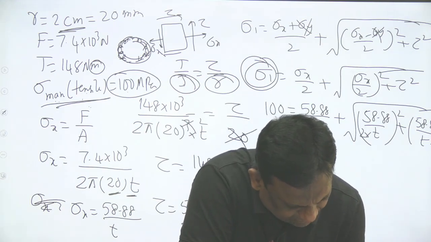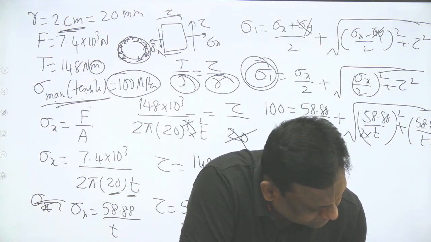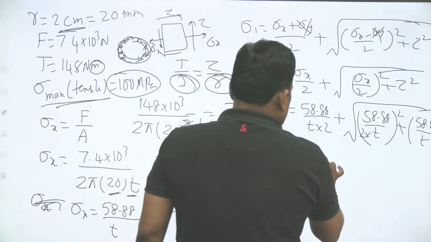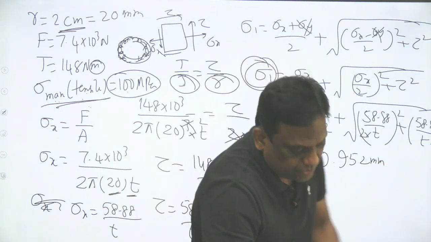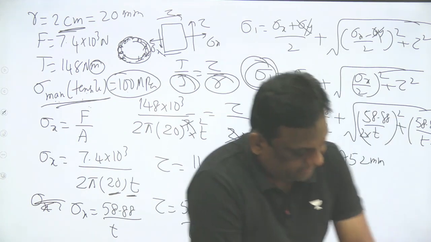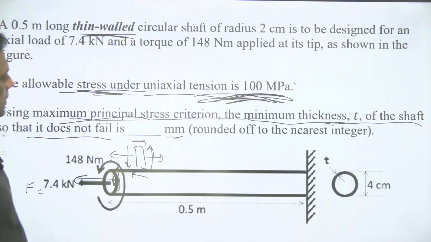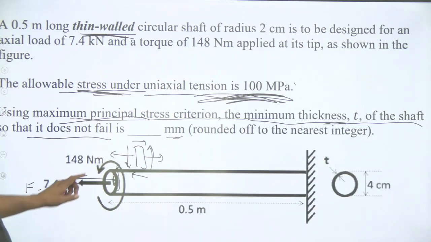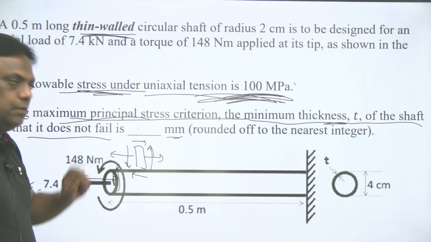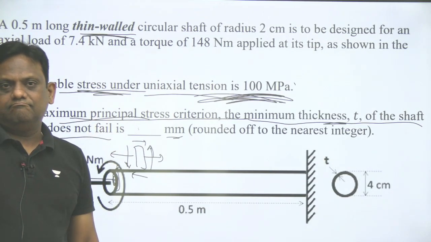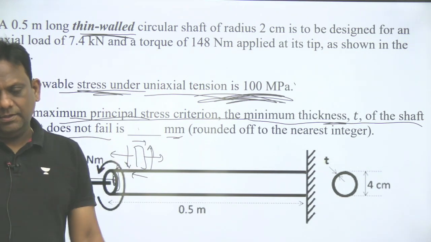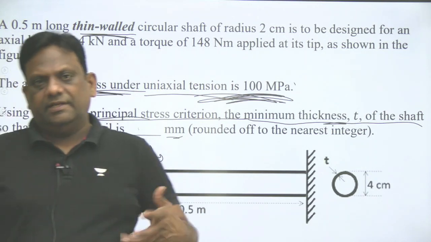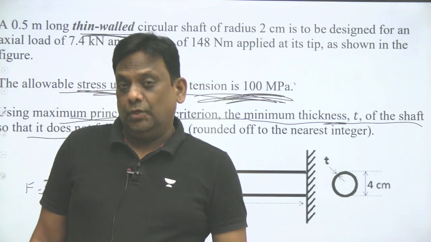Let me check what is the value of t, sirs. I am getting the answer as 0.952 mm. Very good. Now, dear students, wait a second. If I put 0.952, do you think the answer is correct?